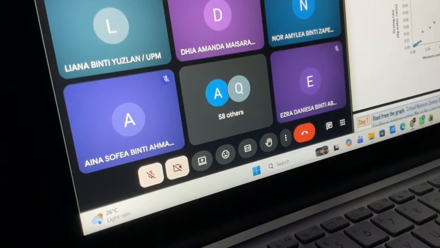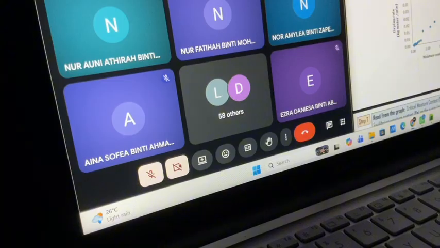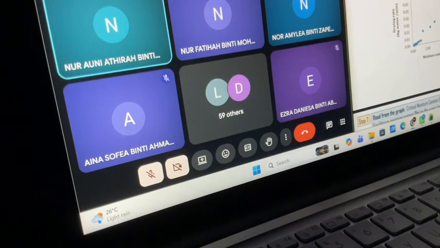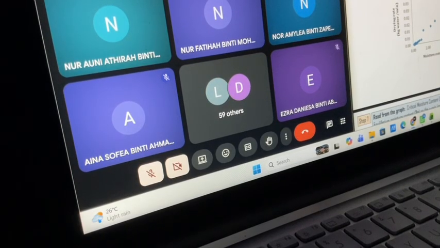Next we have Nur Fatiha binti Muhammad Sapri. Yes, Doctor. Thank you. Then Nur Auni Atira, are you here? Yes. Thank you. Then the last one, Ko Zermin. Yes, Doctor. Thank you. So now we're going to continue our class.